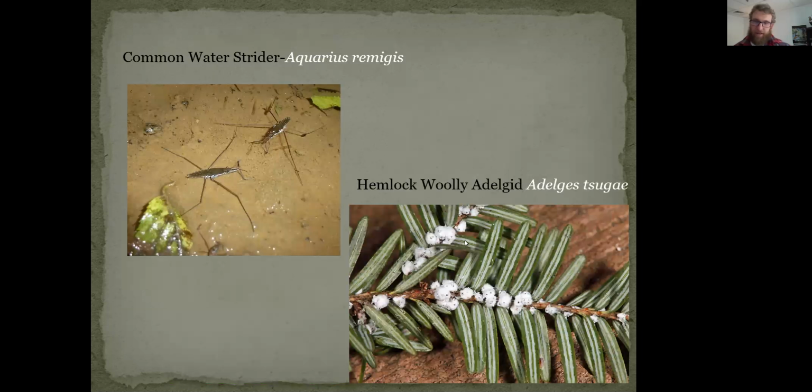And the hemlock woolly adelgid, another non-native. This one was introduced pretty far back in the 20s, but it's spread all over the U.S. Unfortunately for us in the East, the Western hemlocks do a lot better against it than they do in the East. So it spread here pretty hard, as most people know, and killed off a lot of those trees.